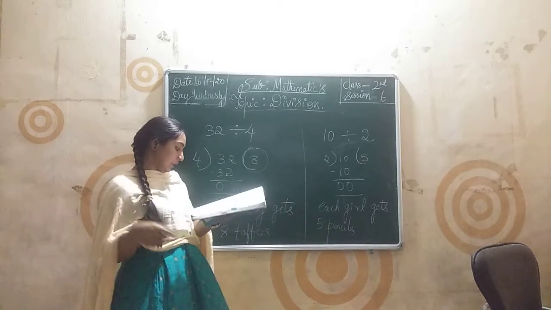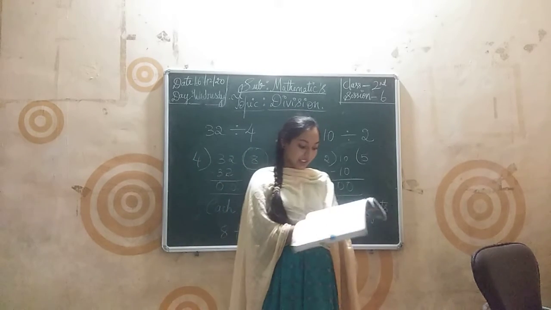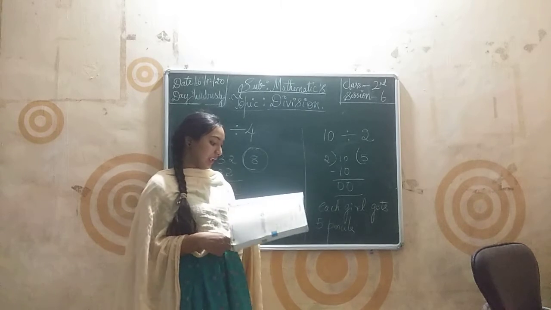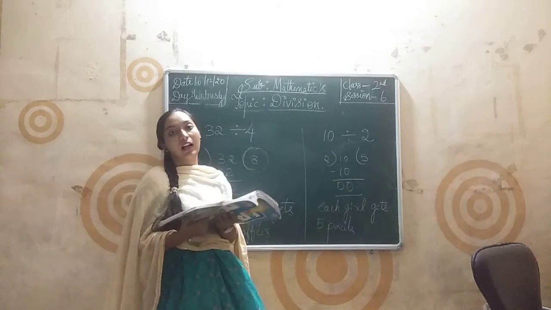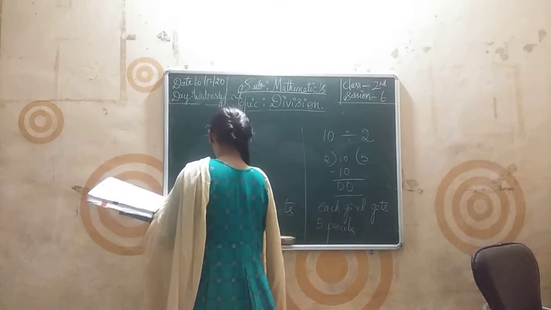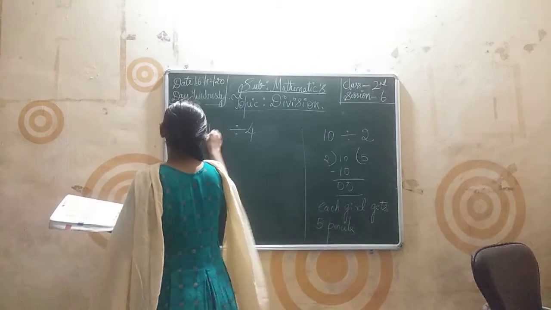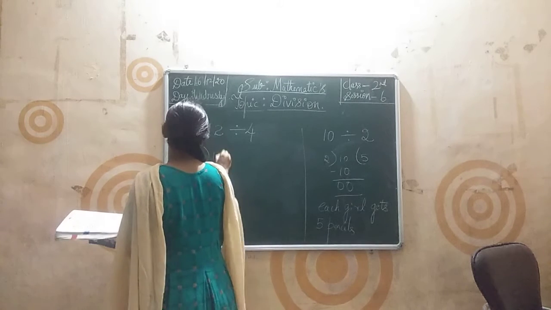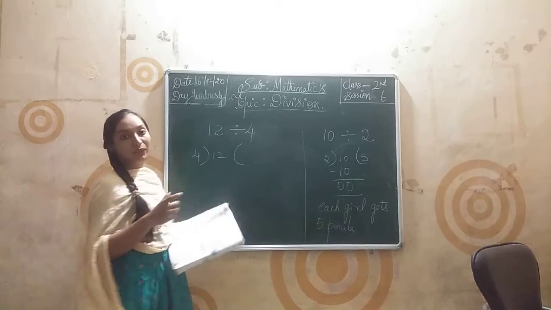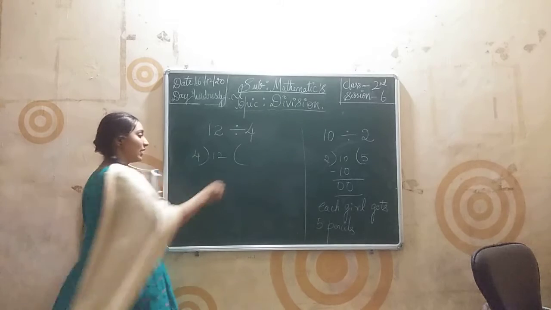Okay, students. Next, question number 4. Divide 12 hands equally among 4 children. So students, here there are a total of 12 hands. We have to divide these 12 hands among 4 children, distributing them equally. So the total number of hands is 12 and the children are 4. So 12 divided by 4 is equal to... We have to see whether the number 12 comes in the 4 times table or not. 4 ones are 4, 4 twos are 8, 4 threes are 12. Yes, 4 threes are 12.